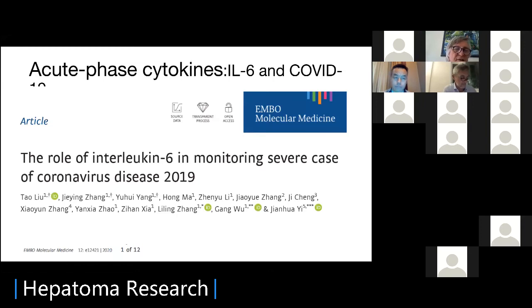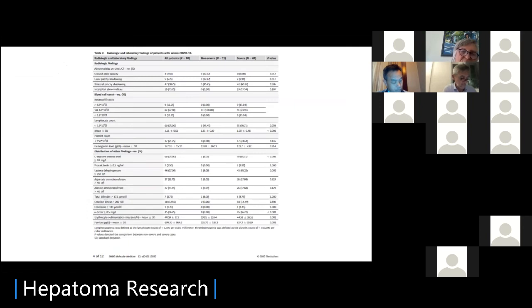How actual this topic is shows this publication in the EMBO Journal. Chinese scientists looked at the production of interleukin 6 in patients infected with COVID, with the coronavirus 2. And next slide. This is a bad slide, but it just wants to show that while, for example, C-reactive protein is measured in milligram per liter, the IL-6, these cytokines, are measured in picogram. That means that it's really tiny amounts of mediator. Next slide.